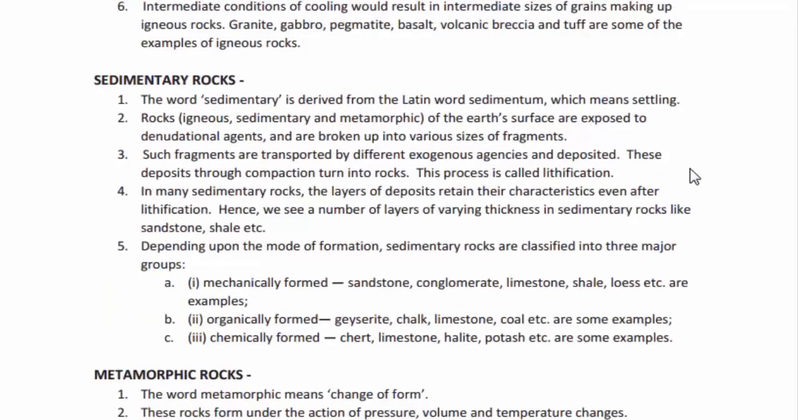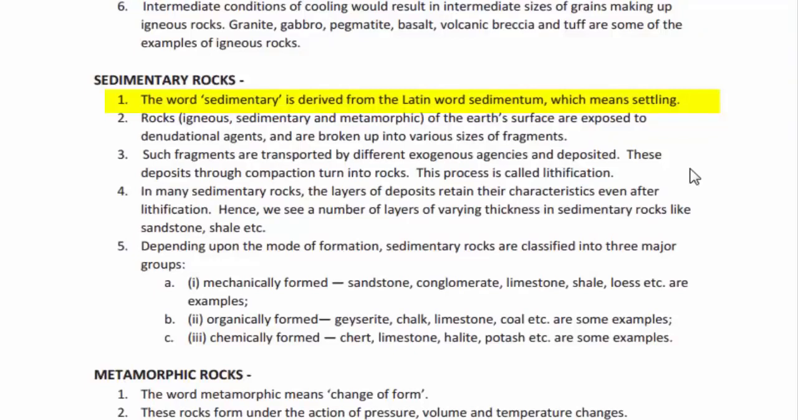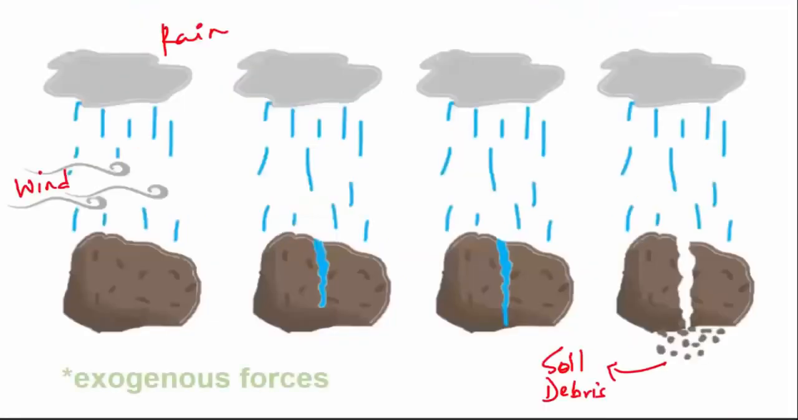Now we move on to the second type, sedimentary rocks. The word sedimentary is derived from the Latin word sedimentum, which means settling. First of all, sedimentary rocks can be easily broken down into tiny sediments of mud and soil debris. They also have the tendency to settle down on the Earth's surface easily. Rocks of the Earth's surface are exposed to denudational agents and are broken up into various sizes of fragments. These denudational agents are also referred to as exogenous forces like wind, water, ice, etc. These forces over time erode the rock and break it down into small soil debris.